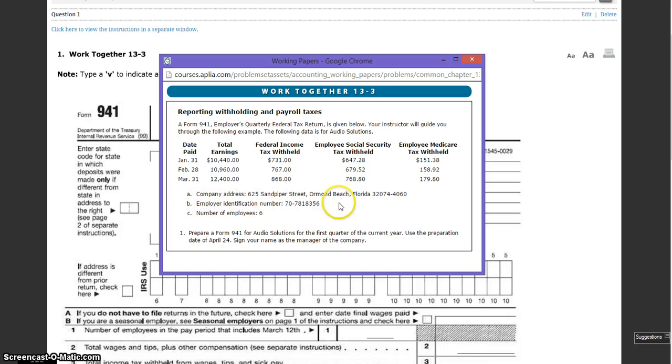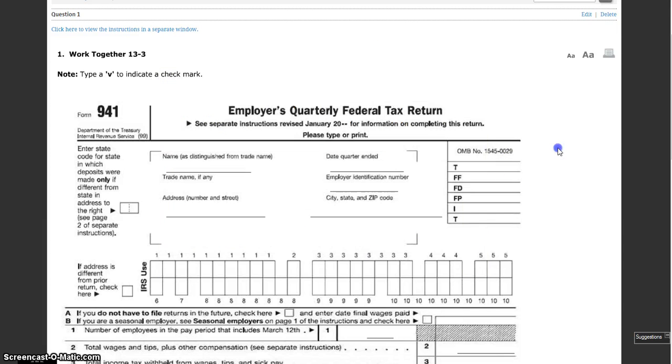We have our company address here in the instructions, and the employer identification number. Each employer has a specific number assigned to them, and then we have the total number of employees, 6. So we're going to need that information to fill in our form. Our instructions say to prepare a Form 941 for Audio Solutions for the first quarter of the year, and a quarter is obviously 3 months. Use the preparation date of April 24th. Sign your name as the manager of the company.